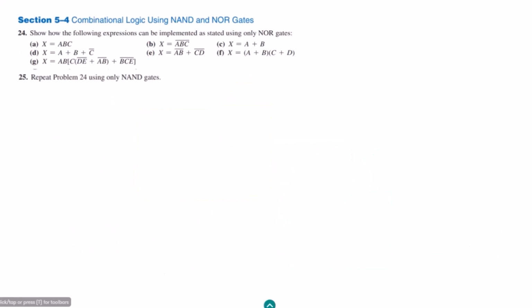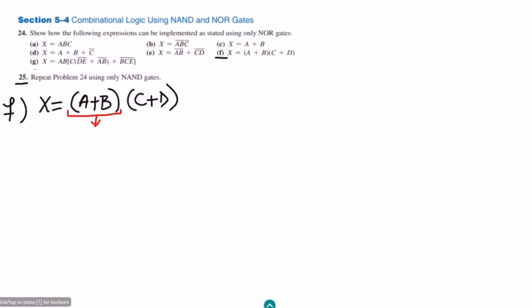Welcome back, guys. Today we are going to solve the remaining parts of question number 25, in which we have to implement the expressions by using the NAND gate. So part F of our question is (A + B) multiplied by (C + D). These are the operations we have to carry out. The first operation is an OR operation. The second one is also an OR operation, while at the end these have to be ANDed together. So we have to carry it out.